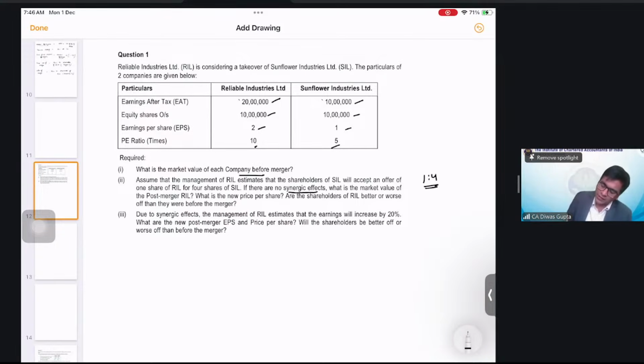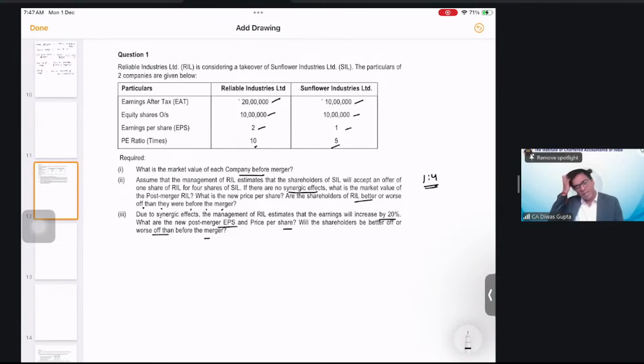If there are no synergic effects, that means there are no over and above effects of benefits to the P&L. What is the market value of the post-merger RIL? What is the new price per share? Are the shareholders of RIL better or worse off than they were before the merger? So they have asked us 2-3 data points in this. And the last one, due to synergy effects, the management of RIL estimates that the earnings will increase by 20%. What are the new post-merger EPS and price per share? Will the shareholders be better off or worse in the merger?